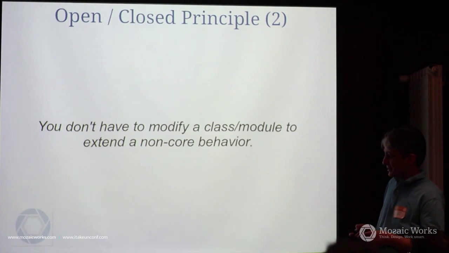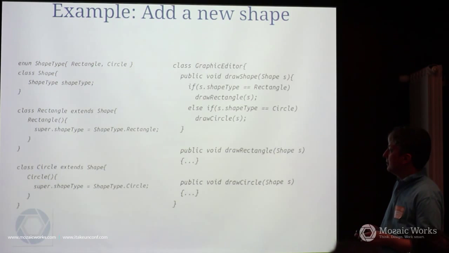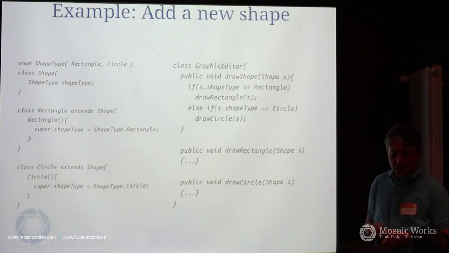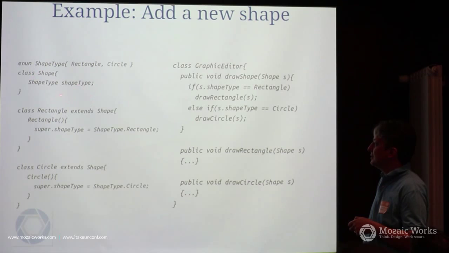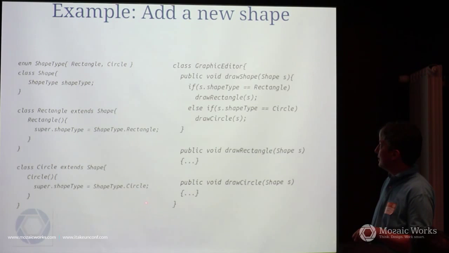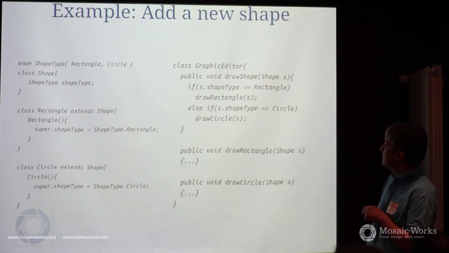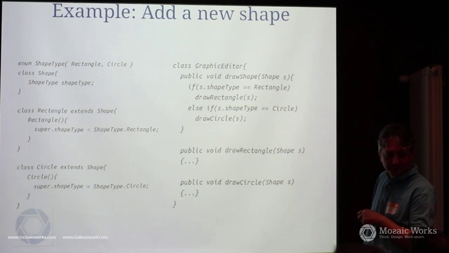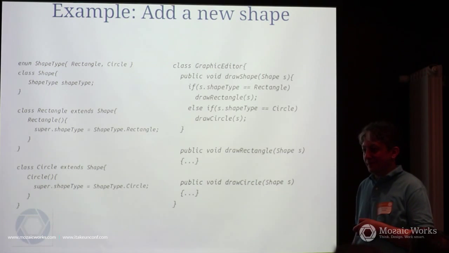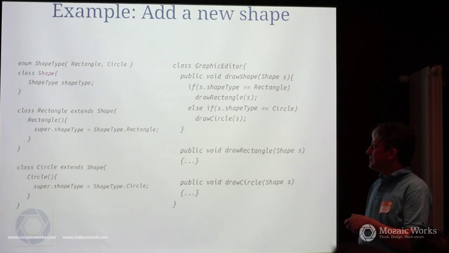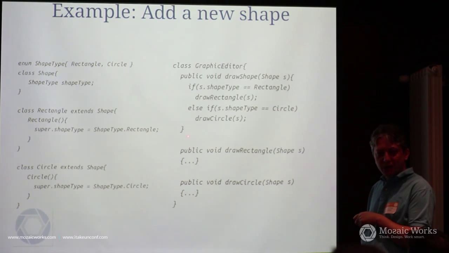But there are more subtle ones. This is the typical example for the open close principle, where you have a shape type and a shape, and then a rectangle that extends the shape and uses the shape type for this. And then you have a circle that does this. And on the other side you have the graphic editor, which draws a shape, but it basically checks for the type to draw the right thing. So what happens now if you add another type of shape, like a square? You have to extend this, do a square, and then add an if here. Why would you need to add an if here?